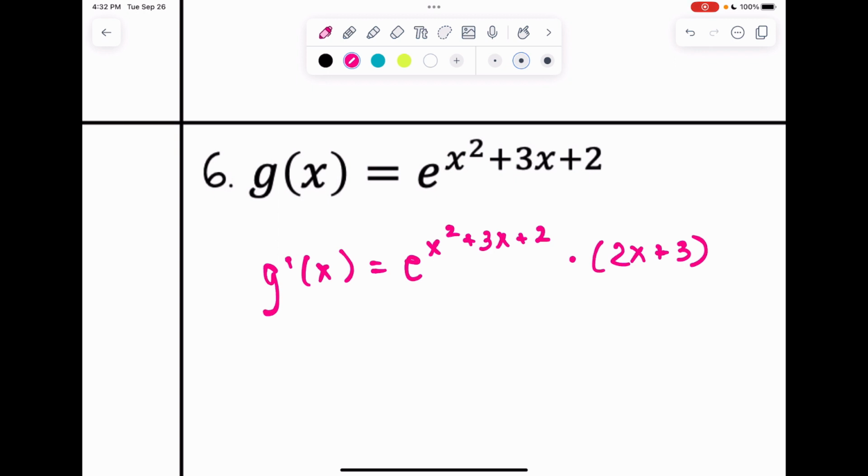Sometimes people look at this and they don't see the inside. There's no obvious grouping mechanism like a parentheses or a radical. So we can think about parentheses around this whole exponent if you want. And now you can see that that x squared plus 3x plus 2 was basically substituted into the function e to the x.